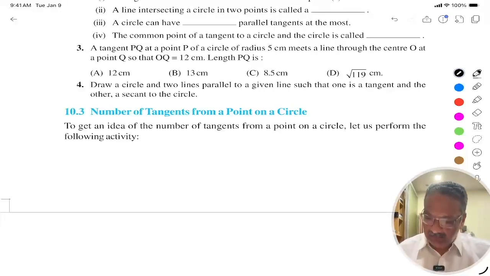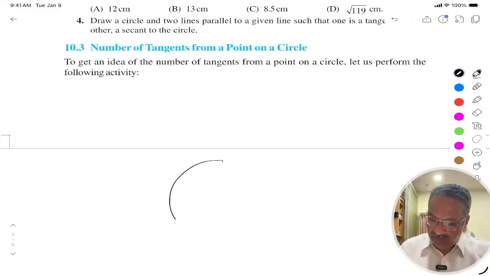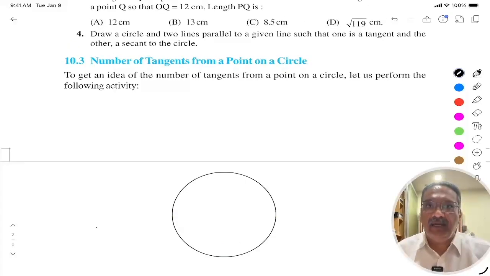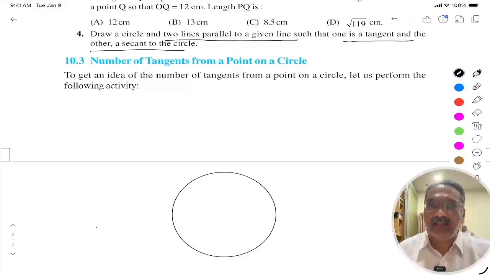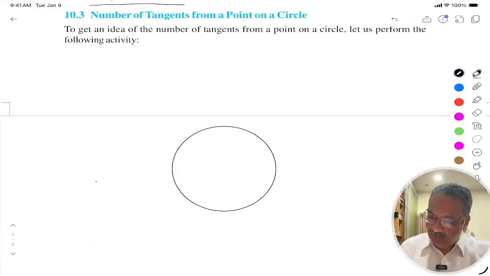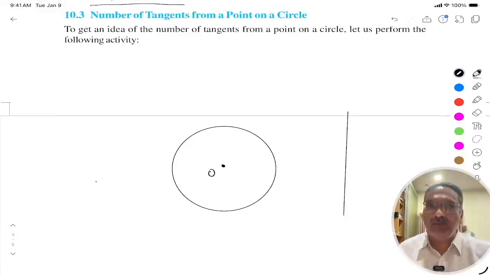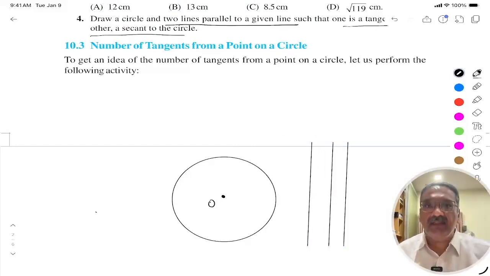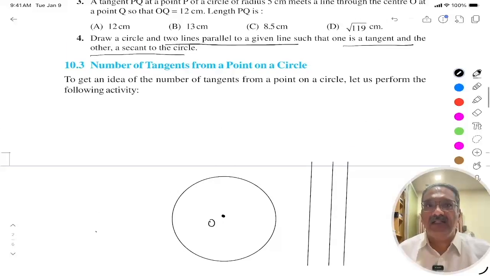Let's come to question number 4. Draw a circle. So let's start it off. We have to draw a circle and two lines parallel to a given line, such that one is a tangent and the other a secant. There is a circle, and they have given one line. See, this is the circle with center O. Now we have to draw two lines parallel to this line such that one is a tangent and the other a secant.